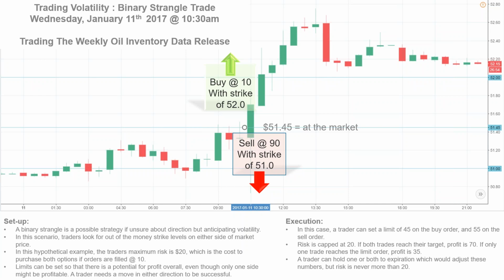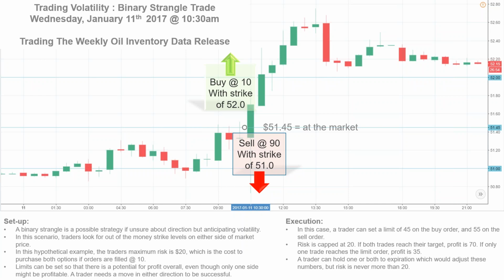again, risk is capped at 20. So if both trades reach their target, profit is 70. If only one trade reaches the limit, the profit is 35, right? So that's determined by the limits that we set. If only one trade reaches the limit, your profit is still 35, even if only one of your two trades is profitable. All you needed was enough market movement to reach one strike or the other, move above one level or below the level that you had below the market.